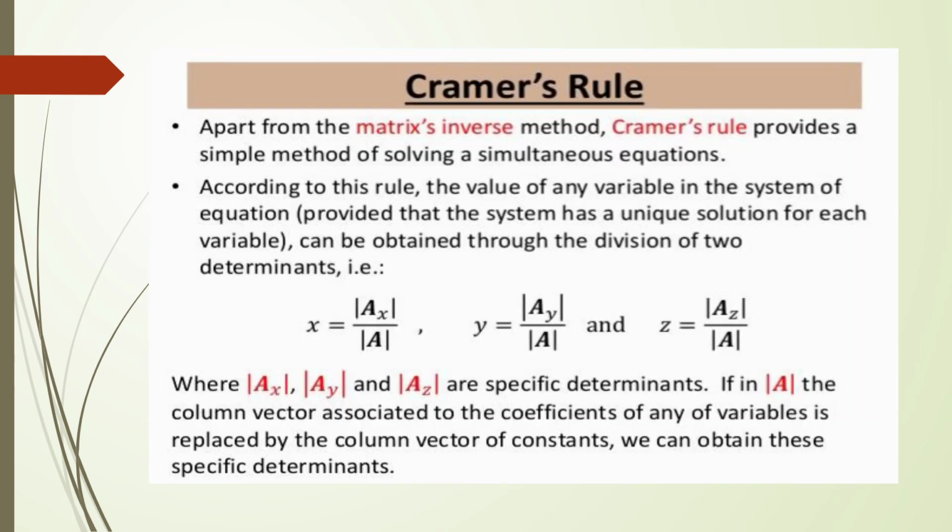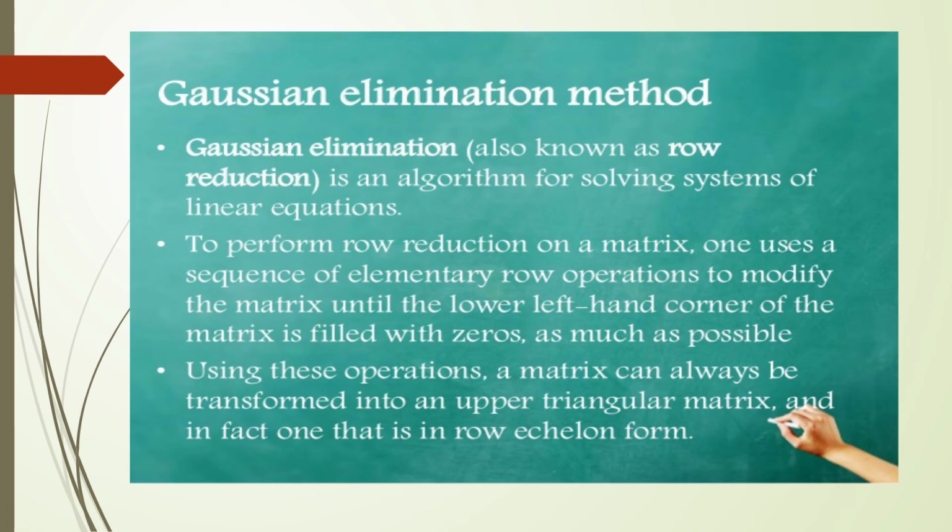Cramer's rule. Apart from the matrix inverse method, Cramer's rule provides a simple method of solving simultaneous equations. x equals determinant of Ax by determinant of A, y equals determinant of Ay by determinant of A, and z equals determinant of Az by determinant of A. Gaussian elimination method. Gaussian elimination method is an algorithm for solving the system of linear equations.